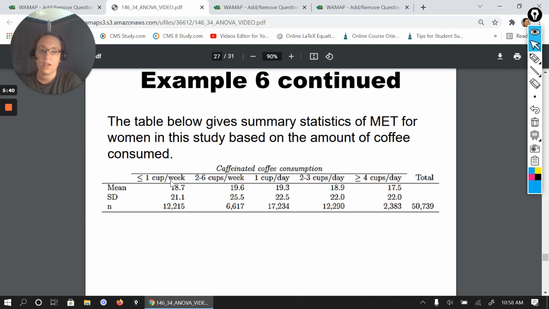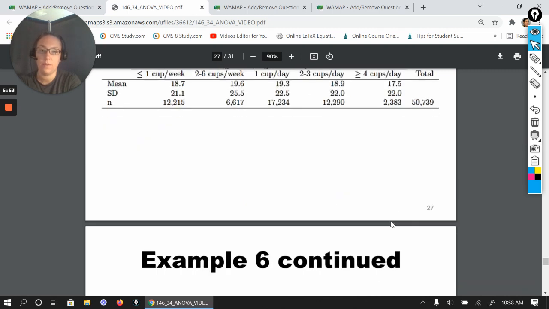So less than or equal to 1 cup a week, that's the first group. 2 to 6 cups per week, that's the second group. 1 cup a day, third group. 2 to 3 cups a day, fourth group. Greater than or equal to 4 cups a day, fifth group.